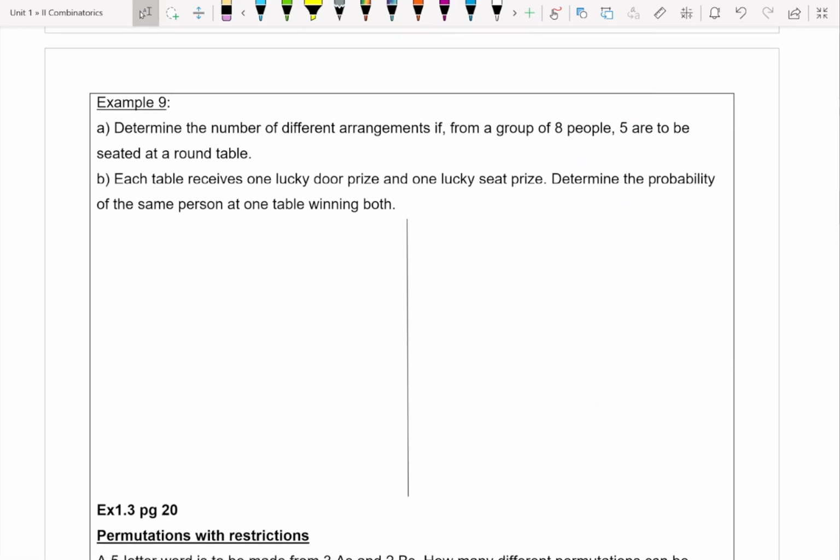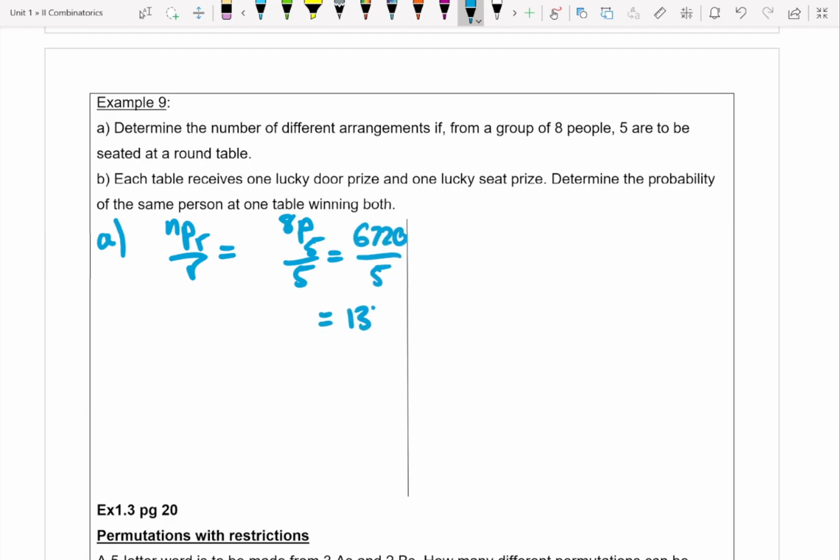So let's determine this in example 9. Number of different ways, 8 people, 5 are to be seated at a round table. So that's going to be nPr on r, which is equal to, we have 8 possible people, we have 5 places for them to sit. So that's going to be 8p5 on 5, which is equal to 6,720 on 5, which is equal to 1,344. So a lot of different ways to seat these people.